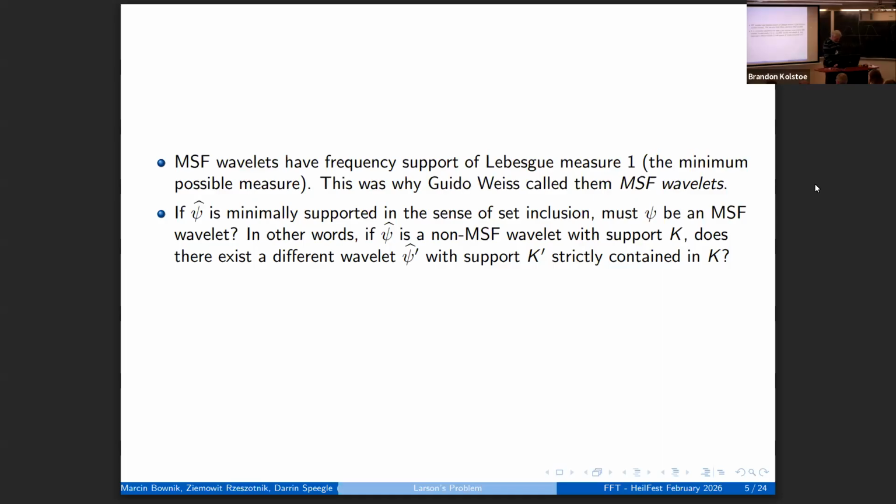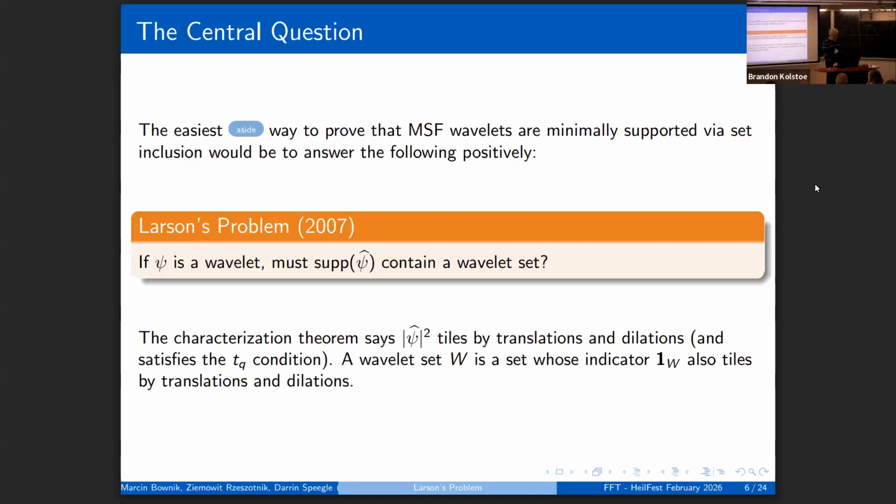So the easiest way to prove that MSF wavelets are minimally supported would be to answer the following question positively, which Martin and I have taken to calling Larson's problem. If psi is a wavelet, must the support of the Fourier transform contain a wavelet set? So this is the question. For example, for this one, it does. This wavelet does. But is this in general true? And that was the question.